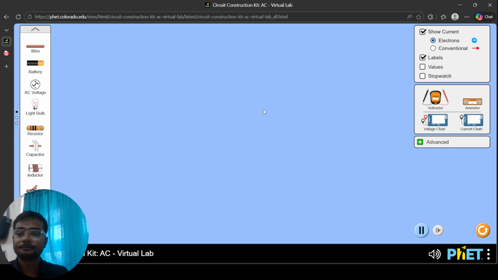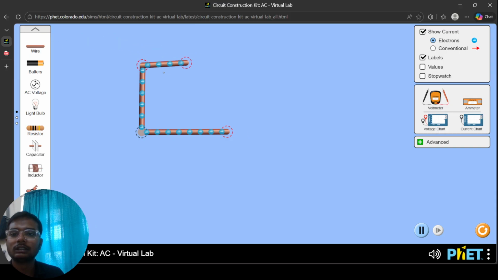Okay. Now see, this is a PhET simulation. I'm very thankful for them. Okay, I'm taking the wires. I connected this here, and this here. By the way, if you want to explore these things, you can for sure use the PhET simulation. I'm not advertising here. PhET simulations are easy, free to use, and really helpful.